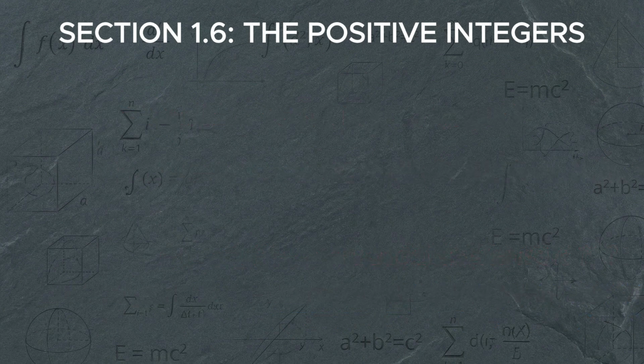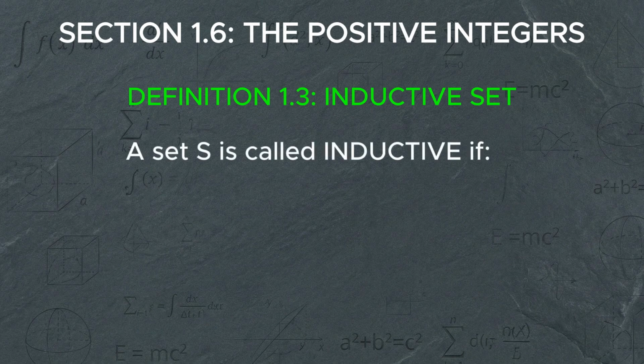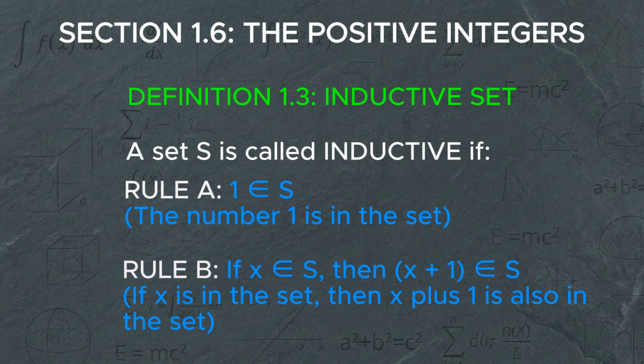Let's break it down. Definition 1.3 introduces the concept of an inductive set. A set S is called inductive if it satisfies two rules. Rule A, the number 1 is automatically a member of the set. Rule B, if any number x is a member, then x plus 1 is also a member. That's it. Two simple rules.